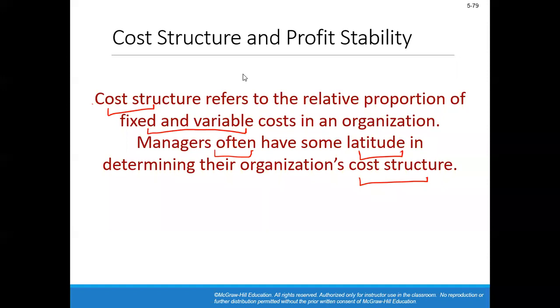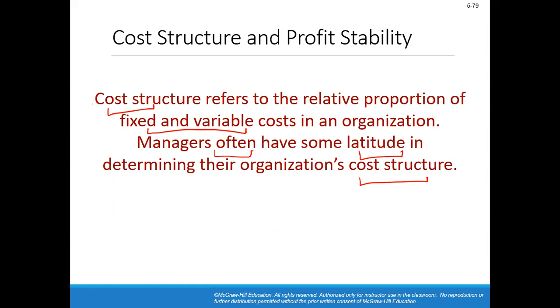So you have an idea which one is to be preferred in which situation, but you do not know whether the time which is forthcoming will be good or bad. And there is no way that you will determine the cost structure after you come to learn about the situation. You have to determine your cost structure before you face your situation. So that is the challenging part in managerial decision.